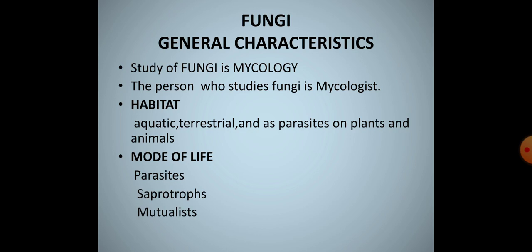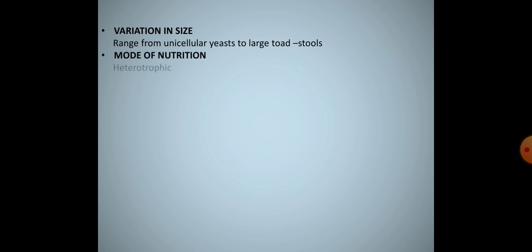Parasites means they are dependent upon living host for their food and they may cause diseases in their host. Saprotrophs are decomposers which feed on dead organic matter, and they also destroy important materials. Mutualists are mutually beneficial organisms which form association with other organisms. Variation in size is also there. So fungi range from unicellular yeasts to large toadstools.